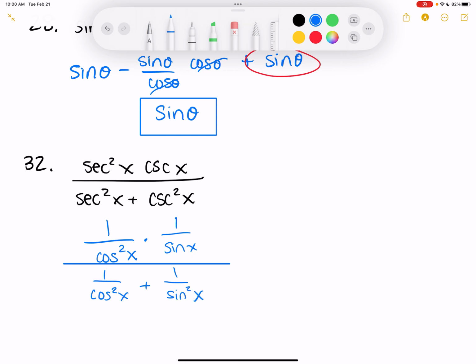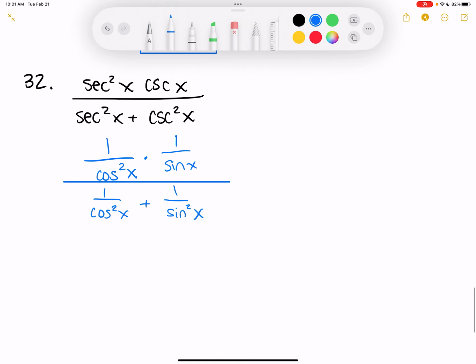Now what? Multiply by the reciprocal? No. Do we have to cancel? Oh wait, I need a common denominator on the bottom. Can we multiply them by different things? Like, can we do that one by sine squared and then the other one by cosine squared? Yep. And the top is just getting multiplied. So the top is going to be 1 over cosine squared of x times sine squared of x.